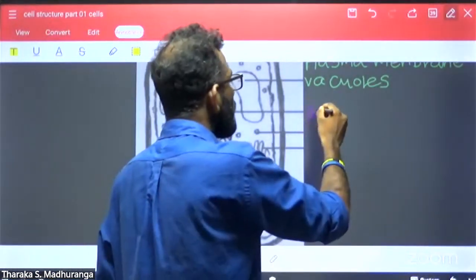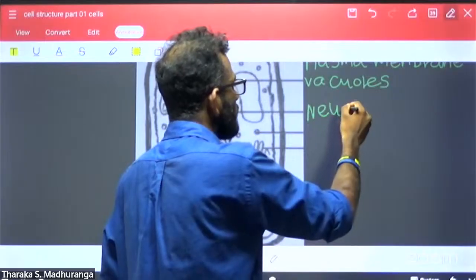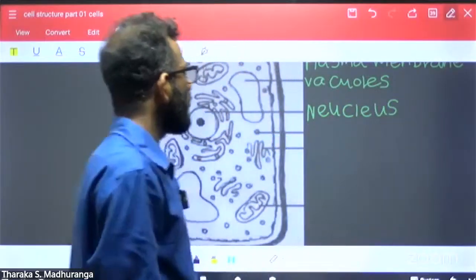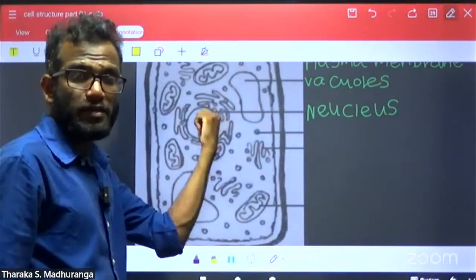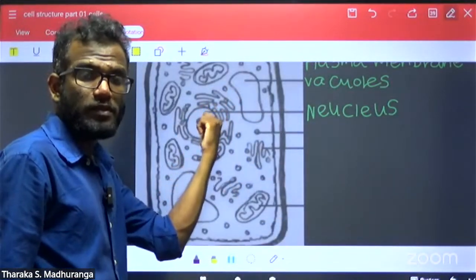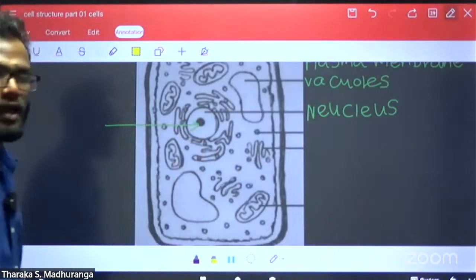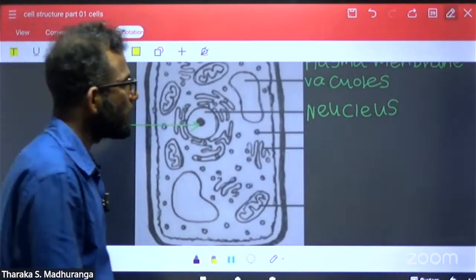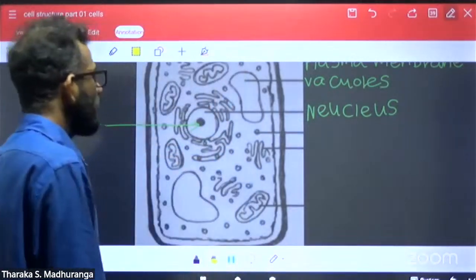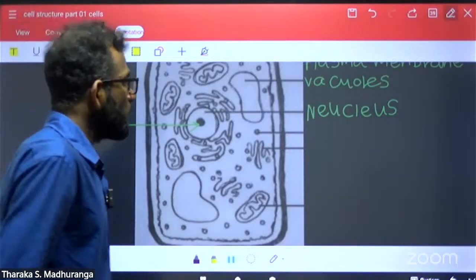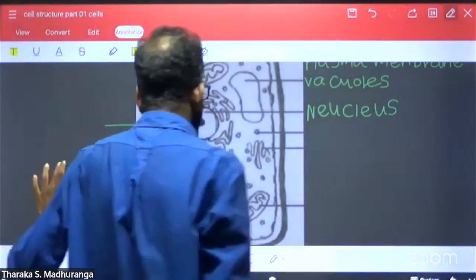It has an organized nucleus, as I explained. The nucleus has nucleotides. This is a chromosome, DNA and RNA. This is the nucleotide with chromosome and RNA.